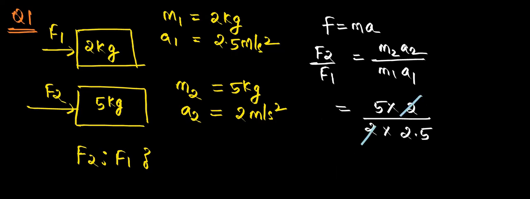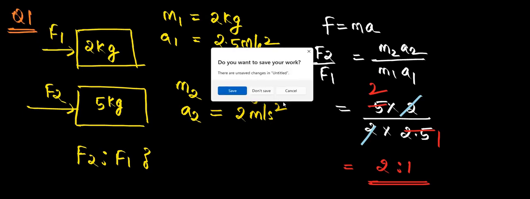So what gets cancelled here? 2 gets cancelled, and 2 into 2.5 is 5. So 2 by 1, that means 2 is to 1. So this is the answer. 2 by 1 means 2 is to 1. That's the answer. Now see the next question.